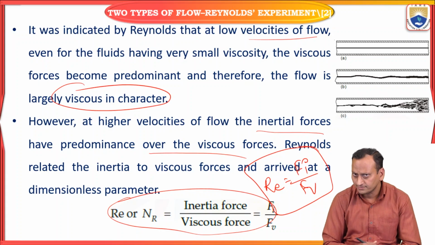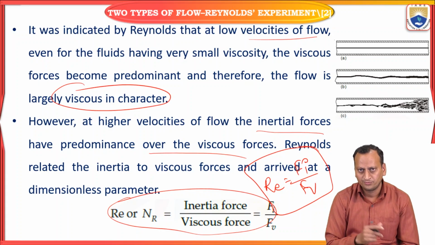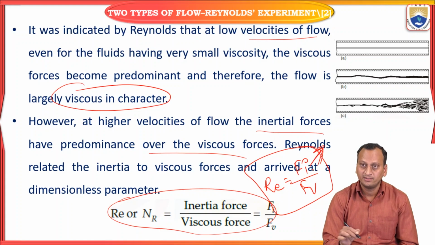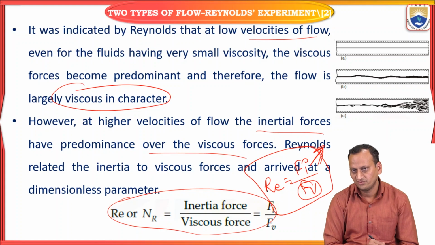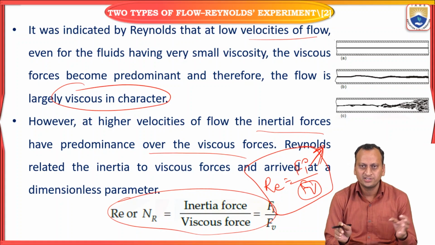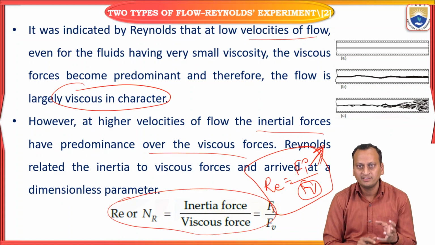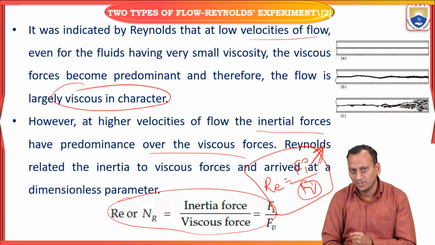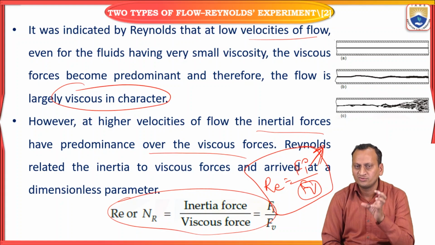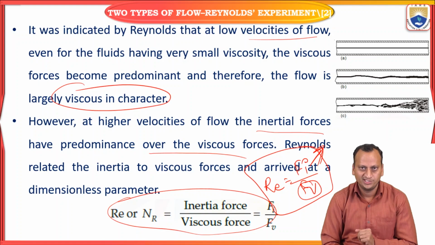Dominance is also based on the velocity of a fluid which is flowing through the pipe. If the velocity is greater, then inertia forces become predominant over viscous forces. If the velocity is low, at lower velocities, the viscous forces will predominate over the inertia forces. Therefore, the relationship between these two forces is nothing but the Reynolds number. So, based on that, we can arrive at a number. That number is the Reynolds number.